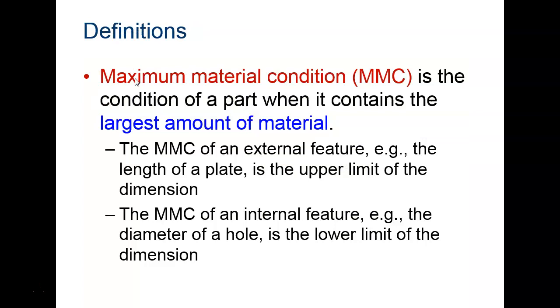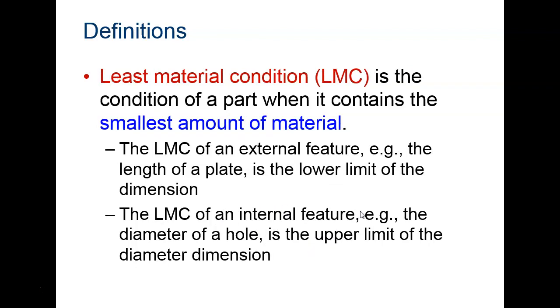So what we call the maximum material condition is when the part that you're talking about has the largest amount of material possible. The maximum material condition for an external feature is the upper limit. The maximum material condition for something like a hole is the lower limit, because you're going to need more material if the hole is smaller. This one's hard to wrap your head around when you're first messing with these.